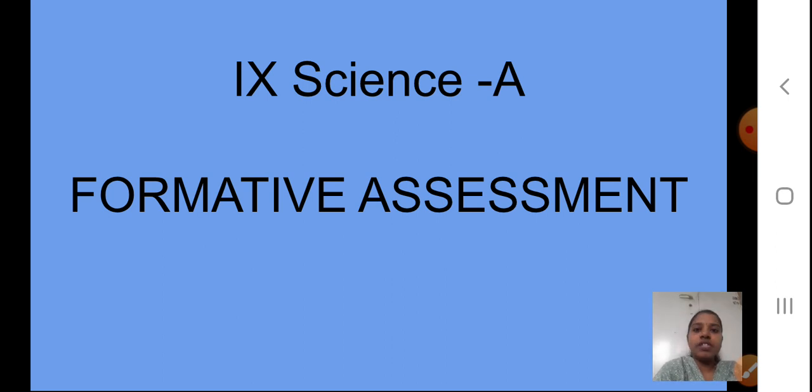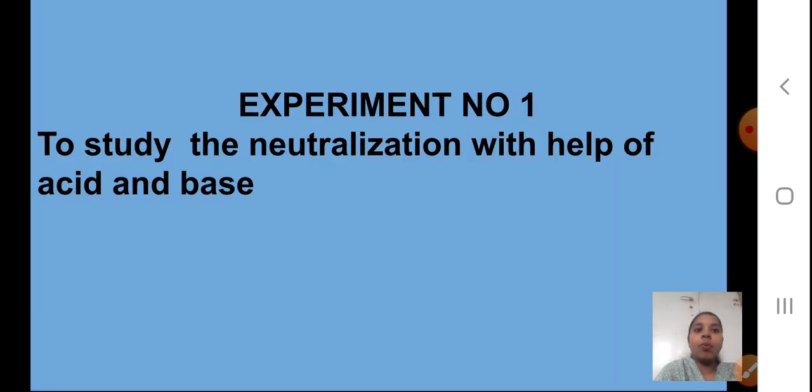Now in this formative assessment, first I am going to take one of your experiments. Starting with today's experiment number 1, that is to study the neutralization with the help of acid and base. Okay students, this is the experiment from your journal itself. You have this experiment in your journal, so you can go through it in the journal also.